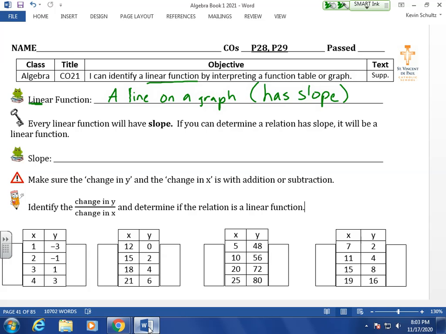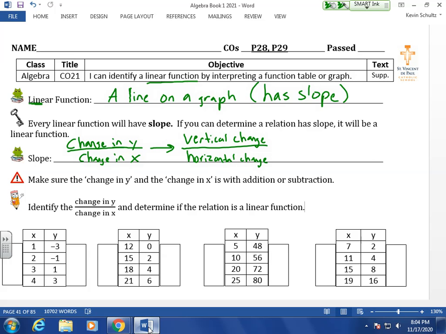But slope here is, you see this down below too, the rate of the change in y over the change in x. Another way to write this is a line's vertical change over horizontal change, right? The y-axis goes vertically, so the change in y is going to be the vertical change. The x-axis goes side to side, horizontally, so the horizontal change is the change in x.